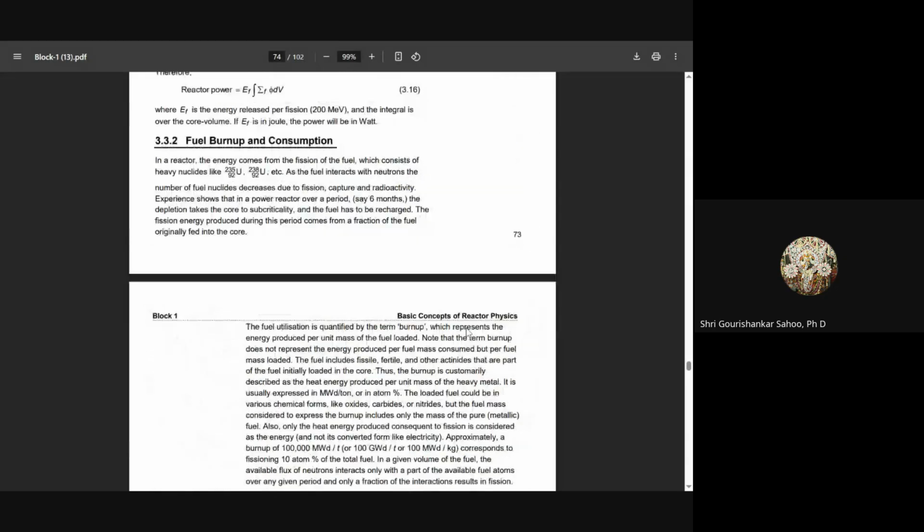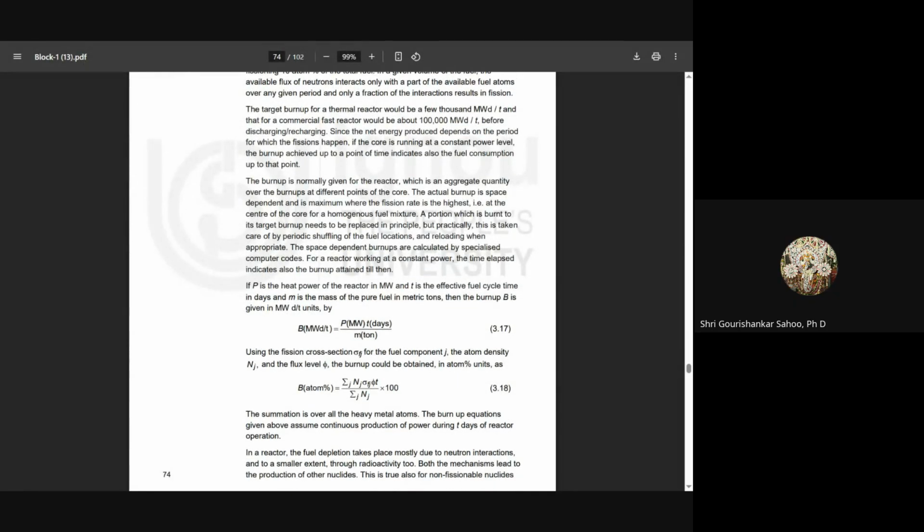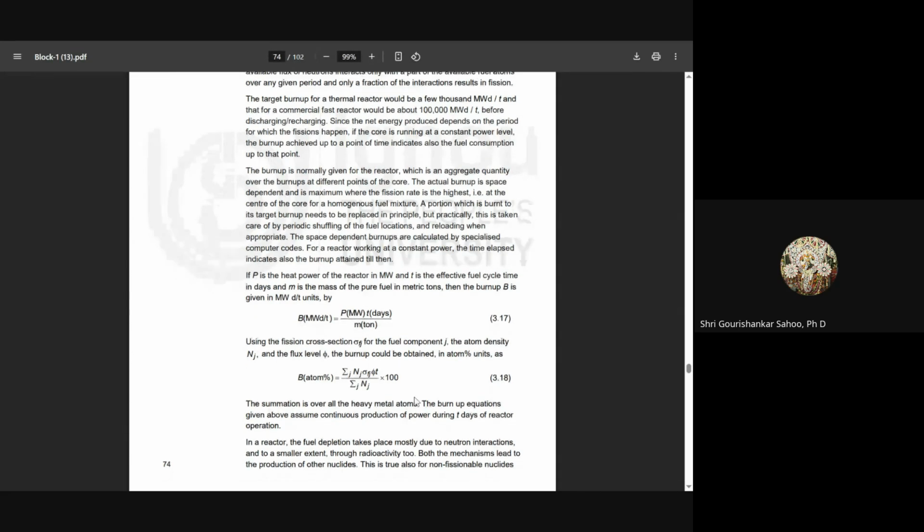And then your fuel burn up and consumption. So fuel burn up B can be calculated using the formula P T divided by M, with T in days and M in tons. Similarly, you can calculate B in atom percentage as sum over j of N_j sigma_fj phi T divided by sum over j of N_j, multiplied by 100 in percentage form.